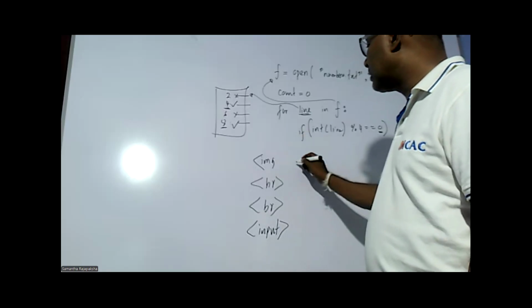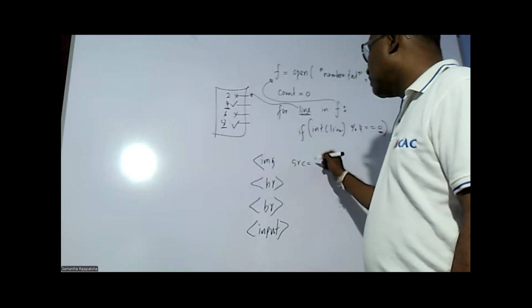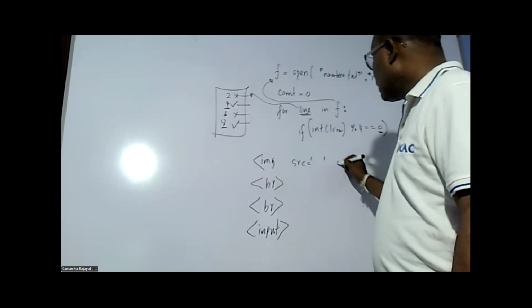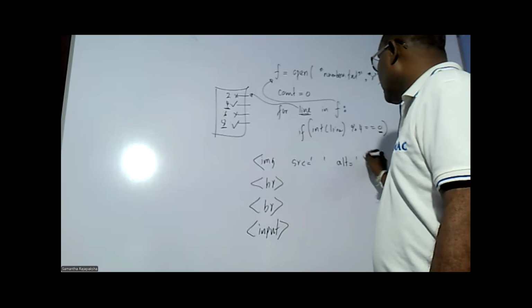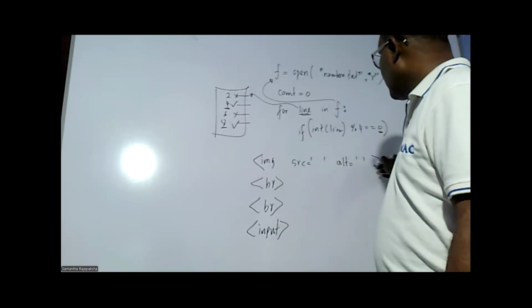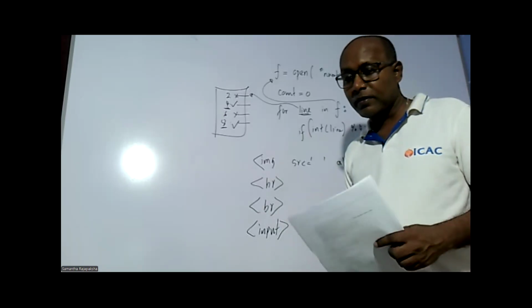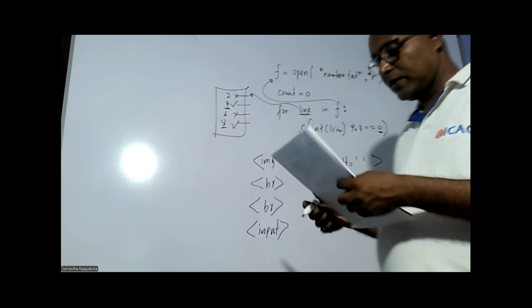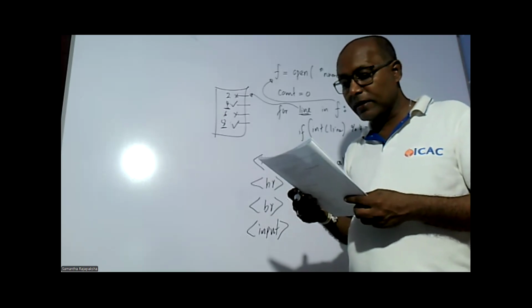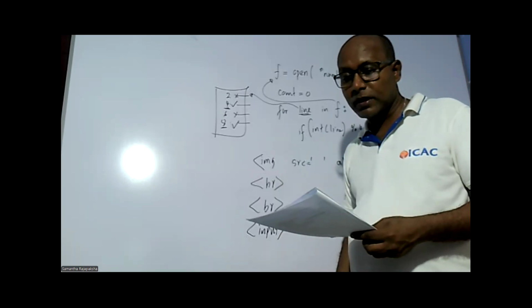For the image tag, SRC is the file name, and you can define the width and the height. In addition, you have the ALT, alternative. Alternative means if the image is unable to display, you can put a name and the name will be displayed. That is called ALT. So the answer is ALT. 43 answer is C.